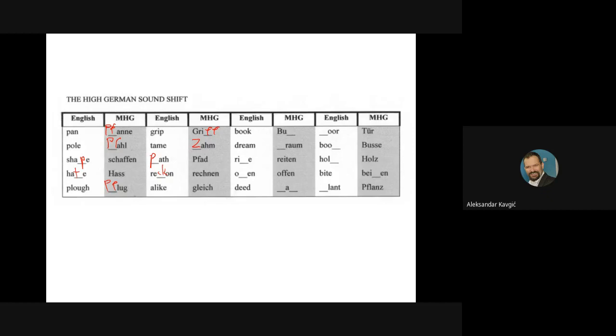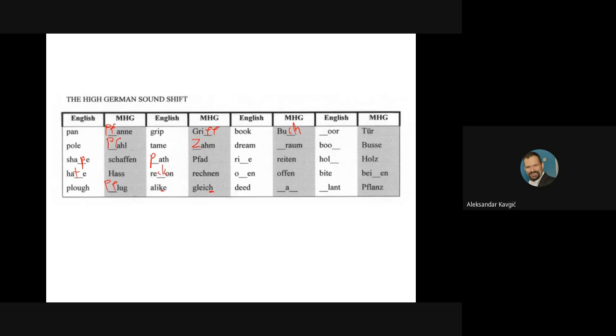So here, of course, the change affects K, and K at the end. But this is probably one of the most famous examples. Do you know what book is in German? Buch. Buch, yes. It's spelled like this, like gleich in the previous example. So it's ch. Book becomes Buch in German.